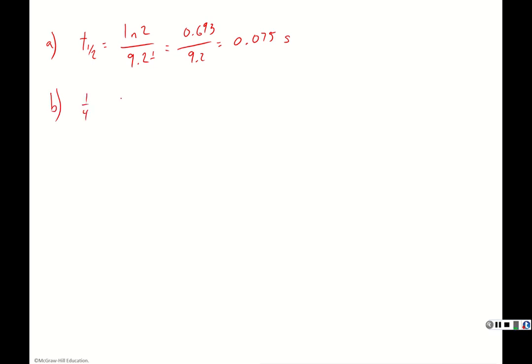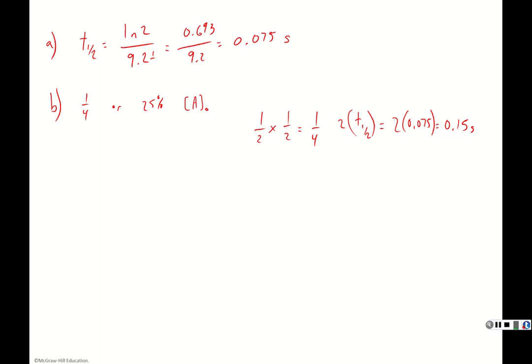Okay, for part B, we're looking for 1/4 or 25% of the starting concentration. Just call that A naught. And you can do this one of two ways, right? You can say, oh, that's just going to be 2 half-lives. 1/2 times 1/2 equals 1/4. So we would take t 1/2 and multiply that by 2, which would be 2 times 0.075, which is 0.15 seconds. Okay, so that would be the easy way.